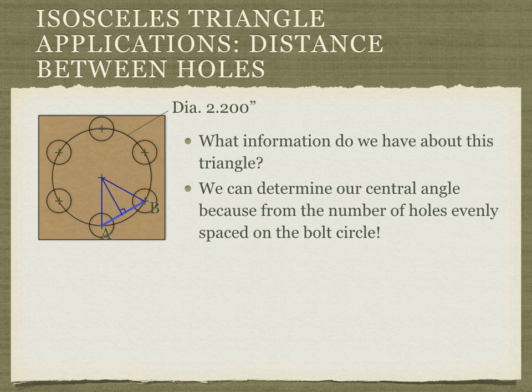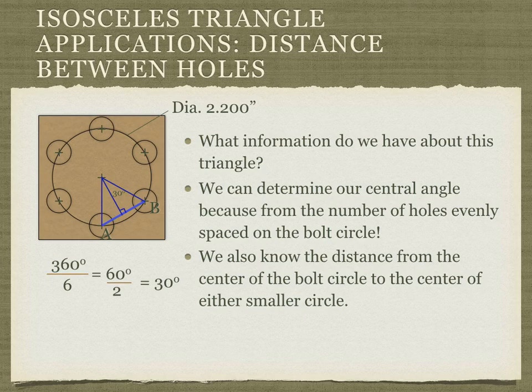We can determine the central angle because of the number of bolt holes evenly spaced around the bolt circle. We divide 360 degrees, the total number of degrees in a circle, by the number of holes in our bolt circle, 6. That gives us 60 degrees. Then our vertical line splits that in two, so we divide that in two, and that means our central angle is 30 degrees.